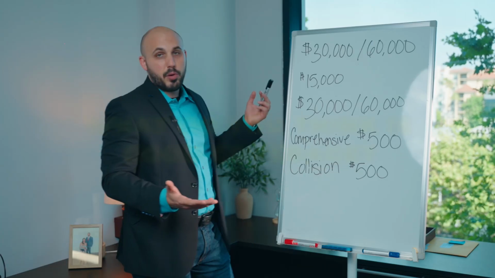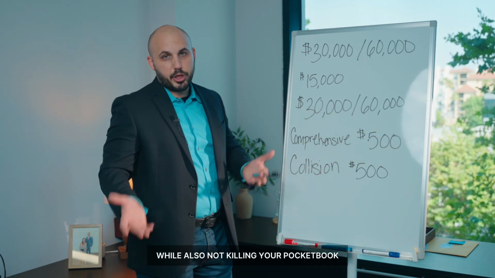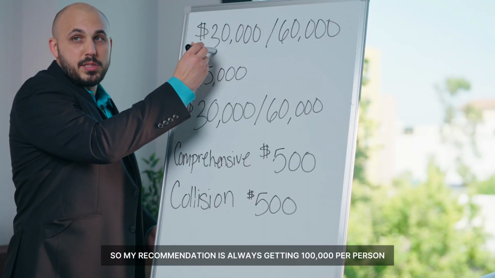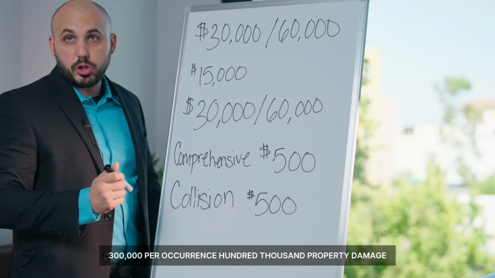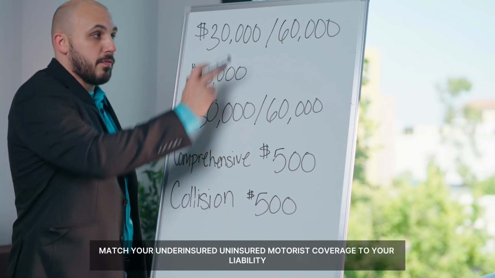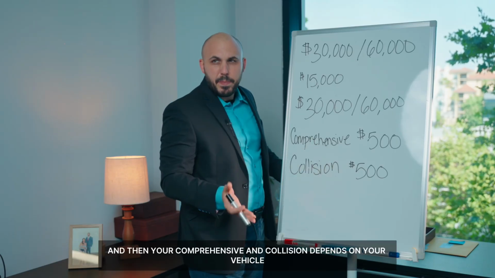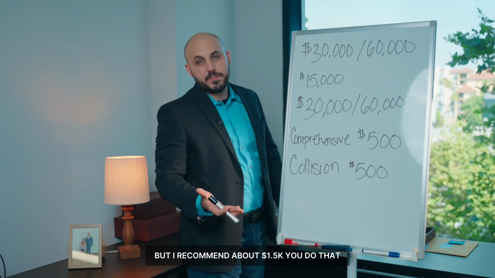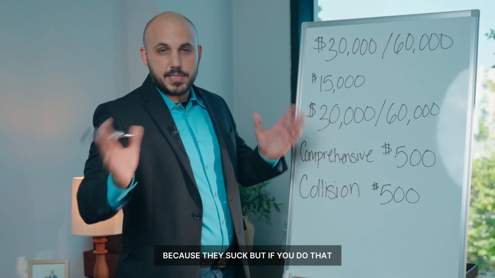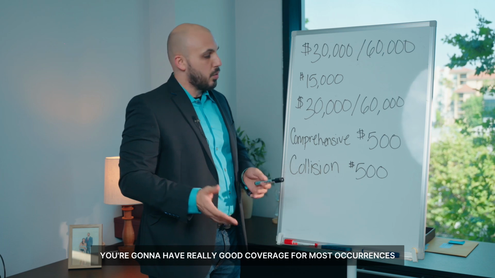Now, people always ask, hey, Brett, what do you think is good coverage when you're balancing out protecting yourself while also not killing your pocketbook with getting excessive coverage? So my recommendation is always getting $100,000 per person, $300,000 per occurrence, $100,000 property damage. Match your underinsured, uninsured motorist coverage to your liability, $100,000, $300,000, and then your comprehensive and collision depends on your vehicle, but I recommend about $1,500. You do that, your rates are not going to be crazy unless you have State Farm because they suck. But if you do that, you're going to have really good coverage for most occurrences without killing the pocketbook.